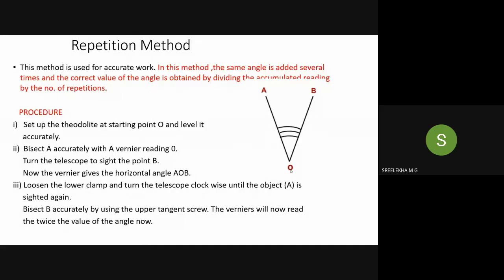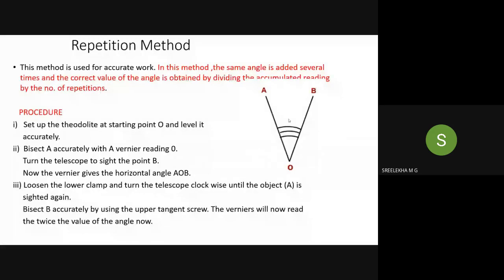I think you are already remembering the two horizontal verniers A and B. Two verniers are there on your telescope. When we are sighting to the point A and then sighting to the point B, what is the angle difference? It will be noted in your two horizontal verniers A and B.